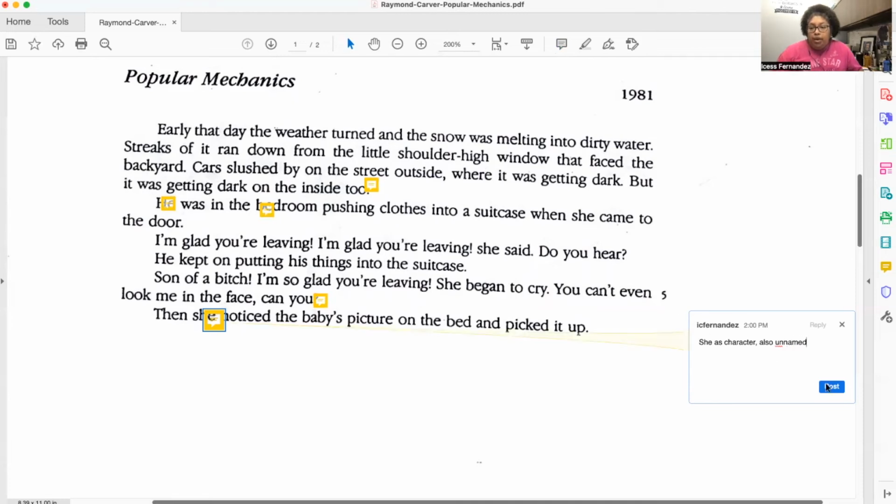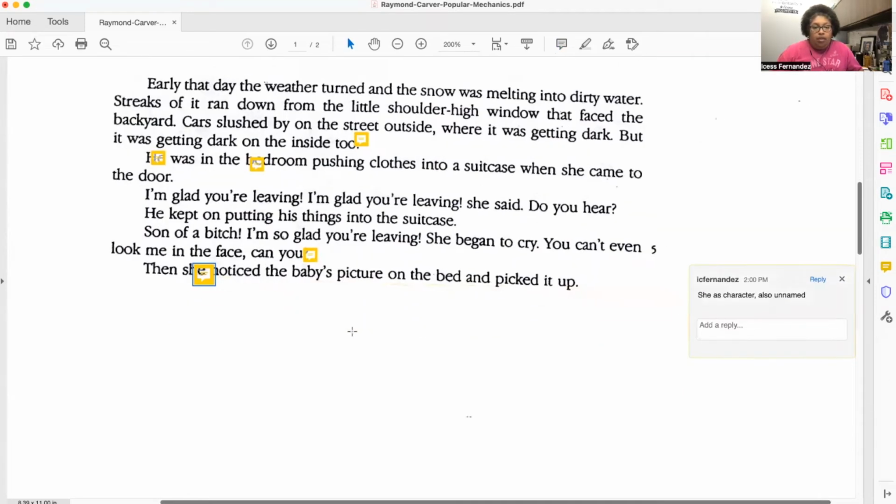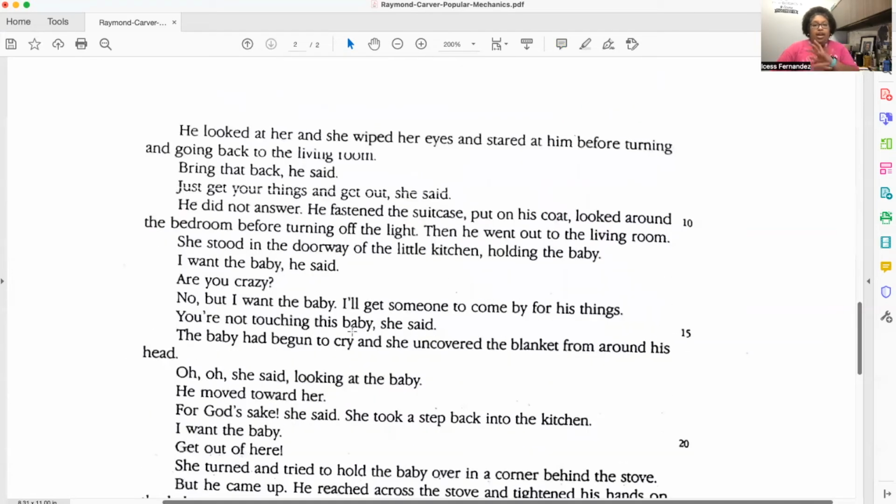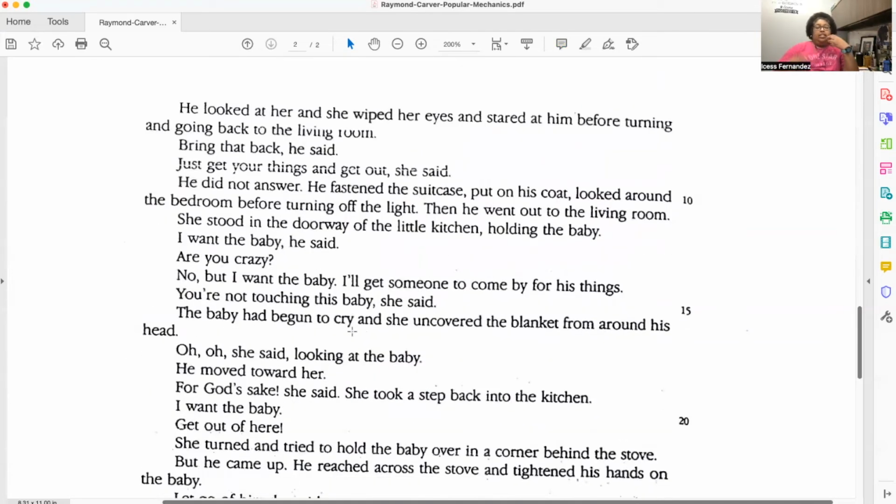Let's keep going, okay? So we continue on and we have this back and forth. We have some action happening here. And this is again rule of the world. He looked at her, she wiped her eyes and stared at him before returning and leaving, going back to the living room. All right, so we have the action of wiping eyes here.